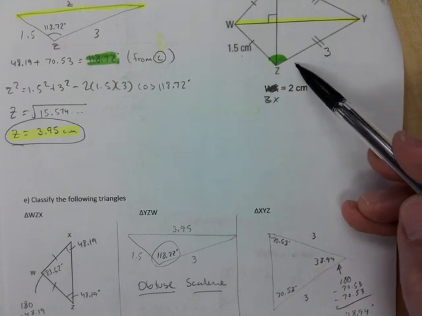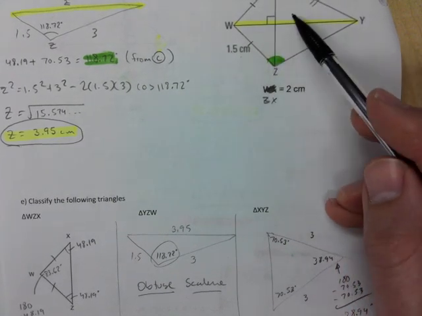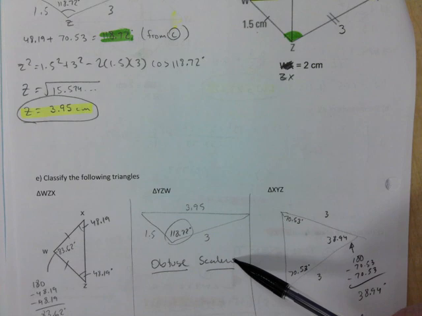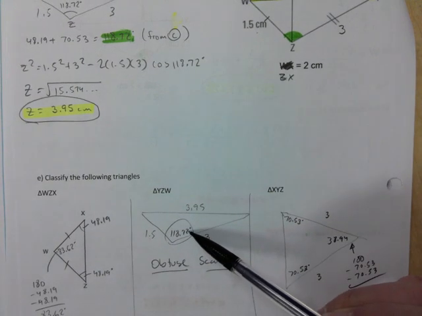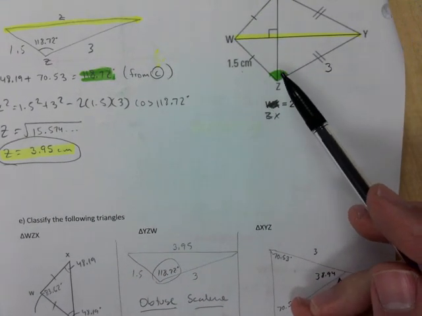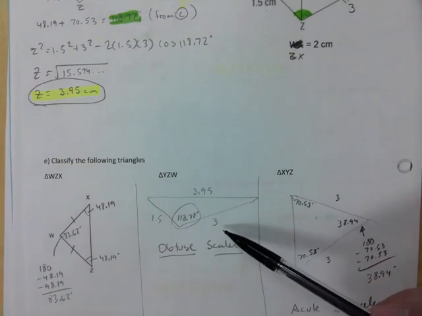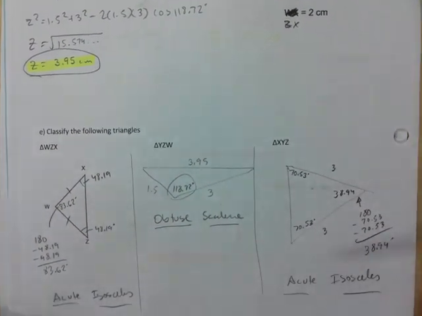YZW, it's this whole triangle. So we know it's scalene based on the side lengths, but this is 118.72. I already kind of figured that out earlier. So this is an obtuse scalene.